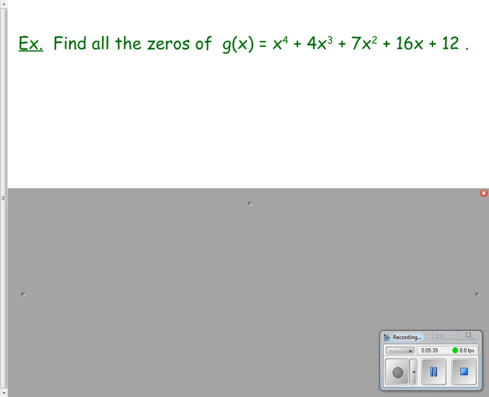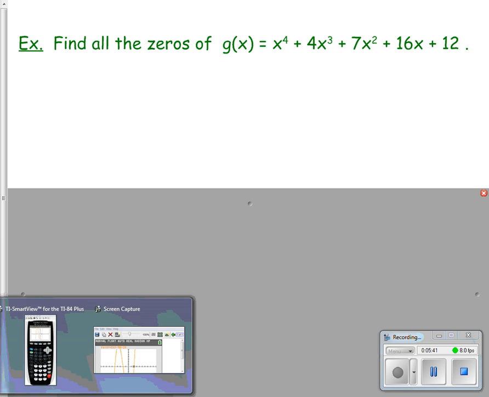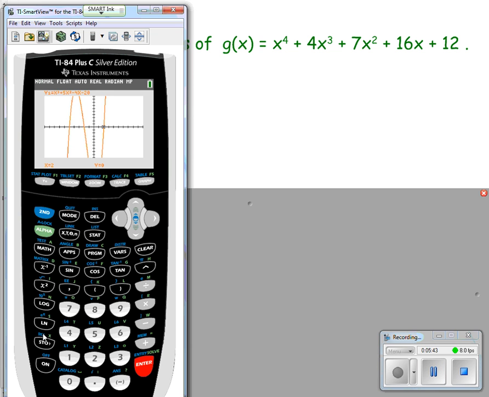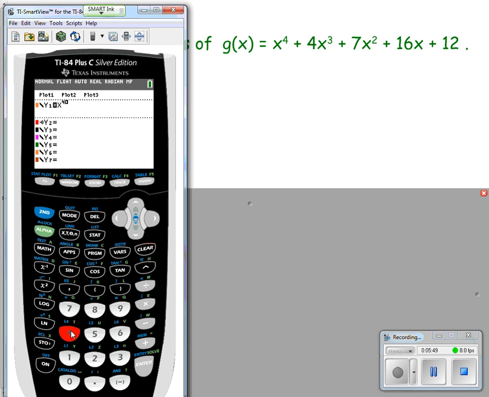Slightly more complicated one, we can start out the same way. I would go ahead and graph this function. You go to y equals in the calculator, and you punch in x to the 4th plus 4x cubed plus 7x squared plus 16x plus 12.